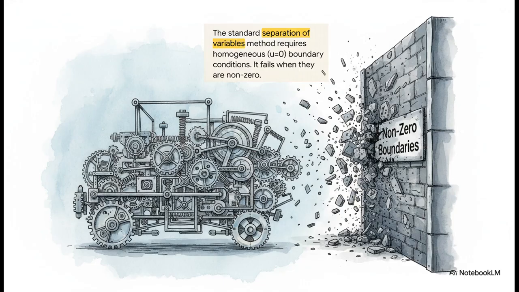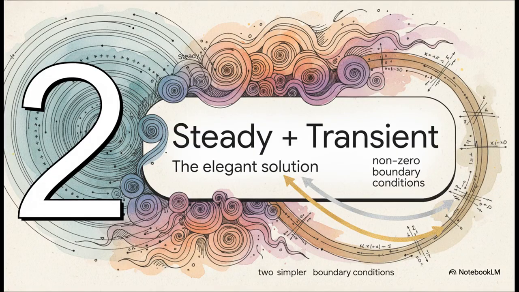We need a clever workaround. And that workaround is what I like to call the steady plus transient trick. And trust me, it is an incredibly elegant, almost beautiful way to get around this problem. We're not going to solve one hard problem. Instead, we're going to solve two way simpler ones.